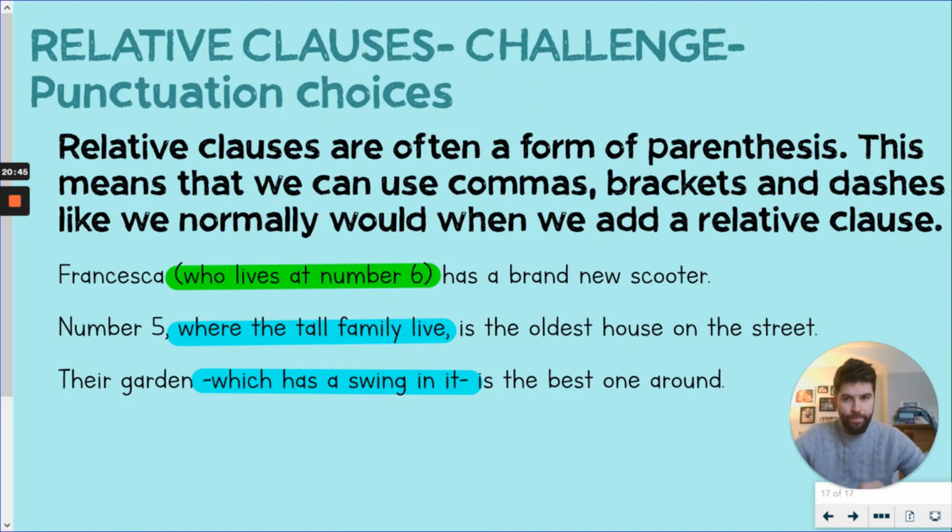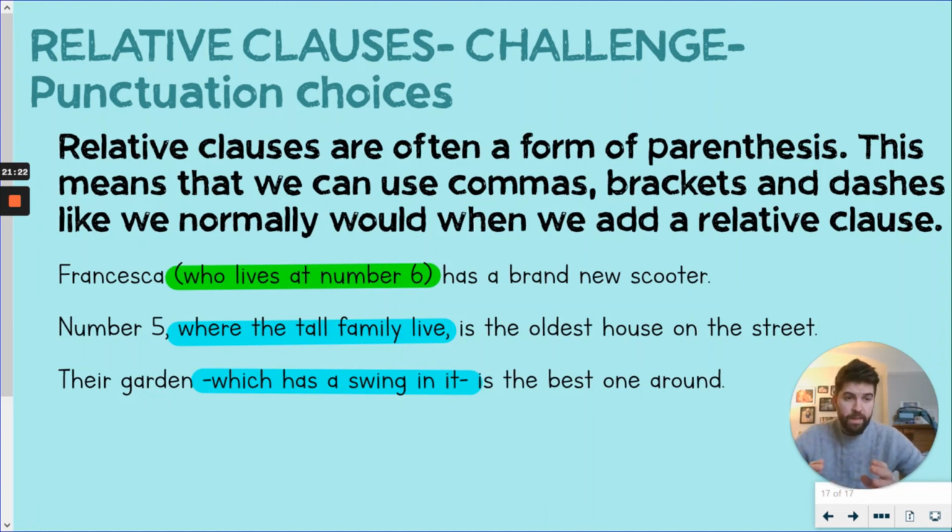So the first example, Francesca, who lives at number 6, has a brand new scooter. There I've used brackets, and we've said before that brackets, they usually suggest added information that isn't essential. You don't need it. It's just giving you that sort of extra bit to the sentence. I've put the relative clause in its entirety inside the brackets, and I've made sure that the sentence makes sense without it. The second one, very similar to a lot of the ones that I've done so far today, I've used commas. Number 5, where the Tall family live, is the oldest house on the street.